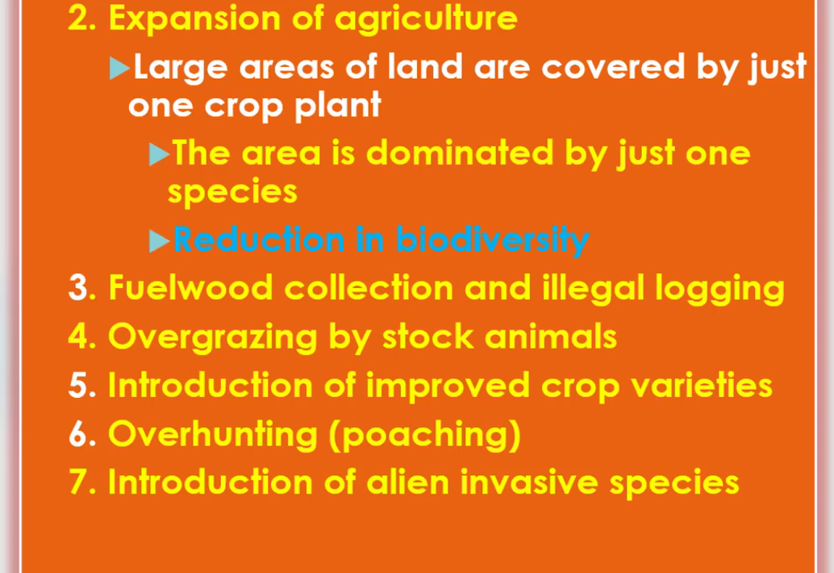What are the effects of agriculture on biodiversity? Expansion of agriculture is one human practice in which large areas of land are covered by just one crop plant. That means the area is dominated by just one species. The area does not support diversity of life. This results in reduction of biodiversity for several reasons.